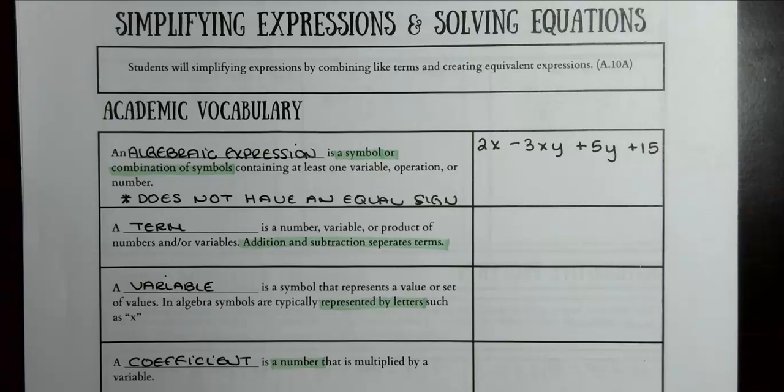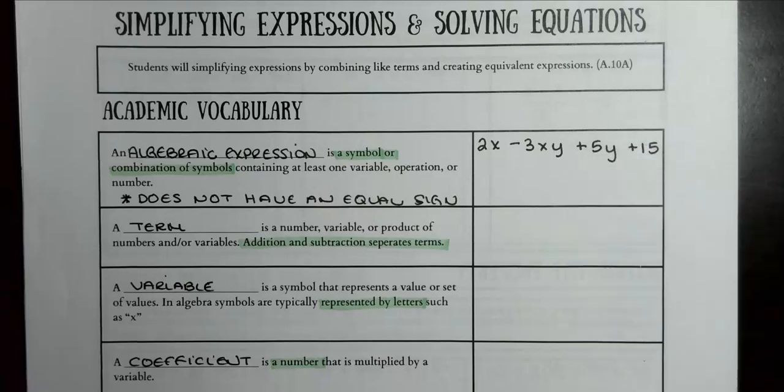So the first thing I want to point out is the first definition, an algebraic expression. It is a symbol or combination of symbols containing at least one variable, operation, or number. The most important thing you should know about an algebraic expression is that it doesn't have an equal sign.